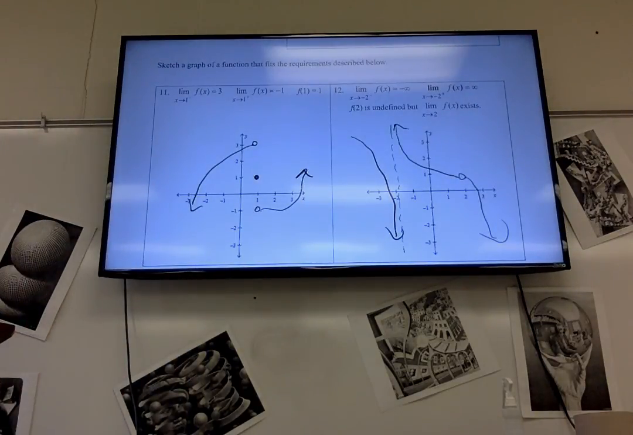From day 2's homework number 11. And again, there's more than one answer possible. This is just the answers I chose to draw. Limit as x approaches 1 from the left of f of x is 3. Limit as x approaches 1 from the right of f of x is negative 1. And then f of 1 is 1.